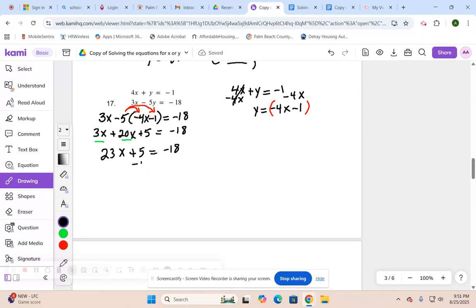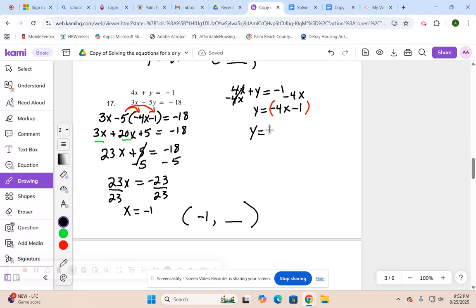We're going to subtract 5 from both sides. And we'll have 23x equals negative 23. We'll divide both sides by 23. X is negative 1. Okay, so we found x to be negative 1, but we still need to find y. So to find y, we can replace x here with negative 1, and we're going to be able to solve for y. So let's do that.